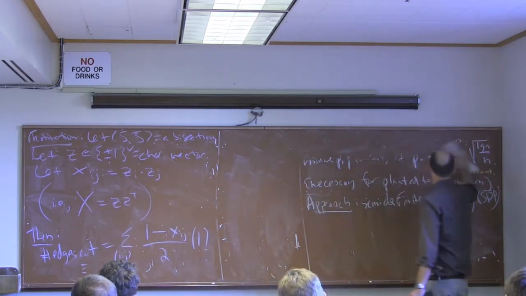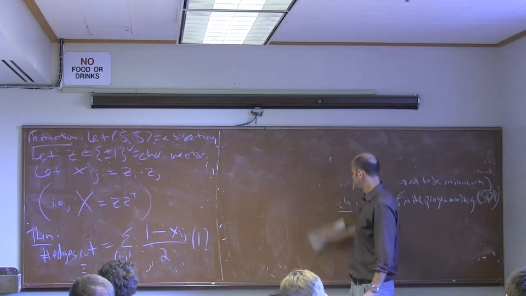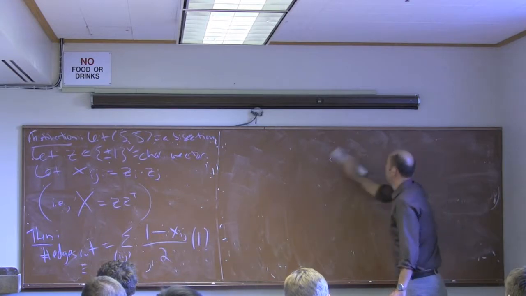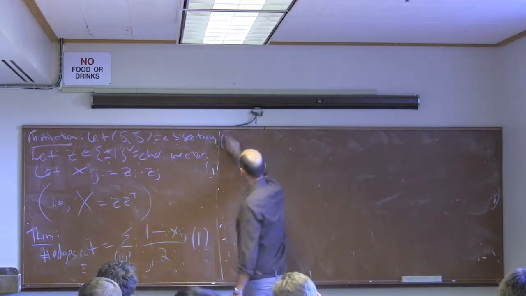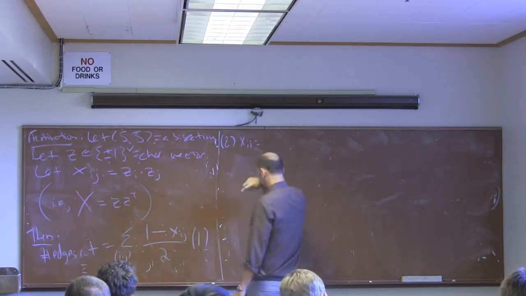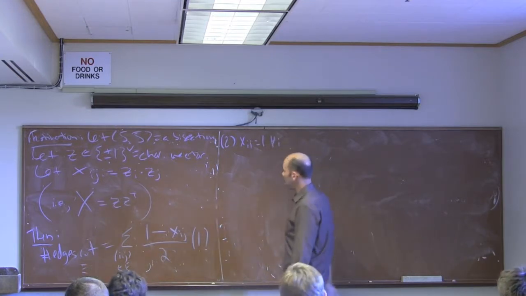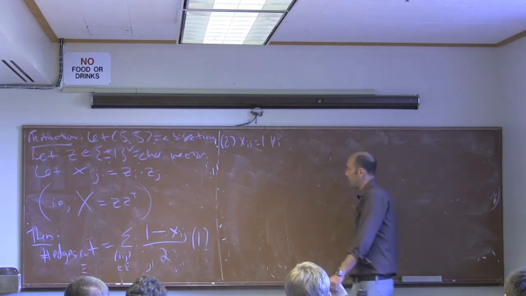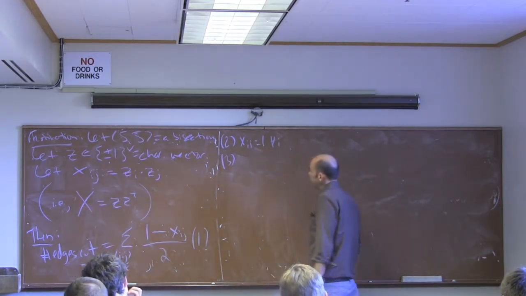So now let me list the constraints. And there are 3 constraints. Let me mention the simple ones first. So first of all, xii equals 1 for all i. That's just because xii is zi times zi, and zi is plus or minus 1.